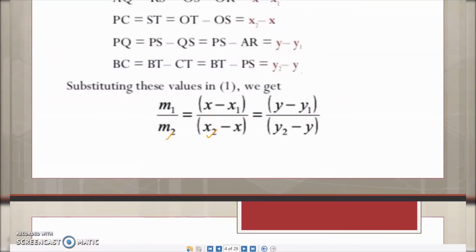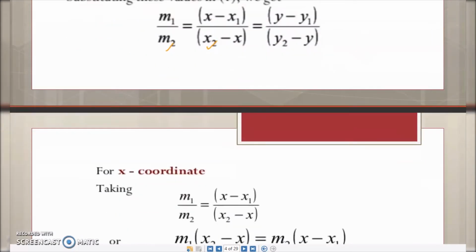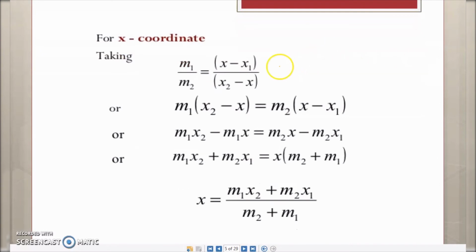For the x coordinate, we are equating the first and second ratio. m1 by m2 is equal to (x minus x1) by (x2 minus x). So when we cross multiply, open the brackets and rearrange the terms, we will get the value of x as (m1 x2 plus m2 x1) divided by (m2 plus m1). So this is the value of the x coordinate. Now this is important. This is what you have to remember.